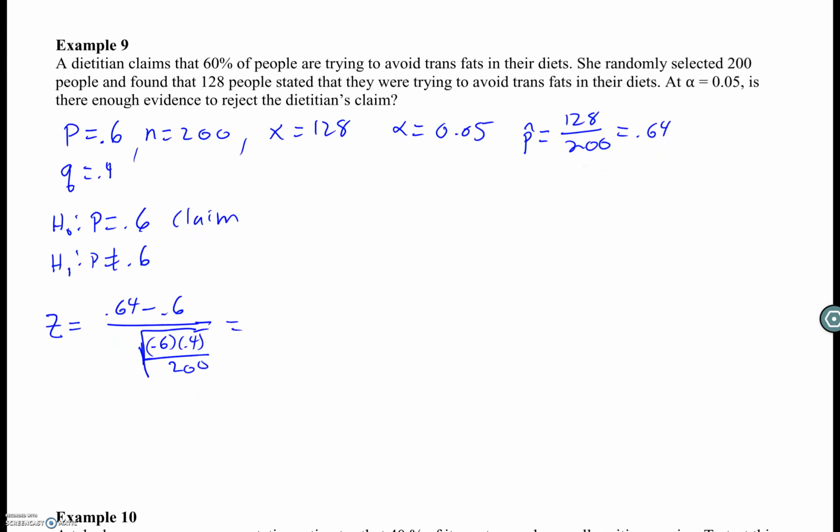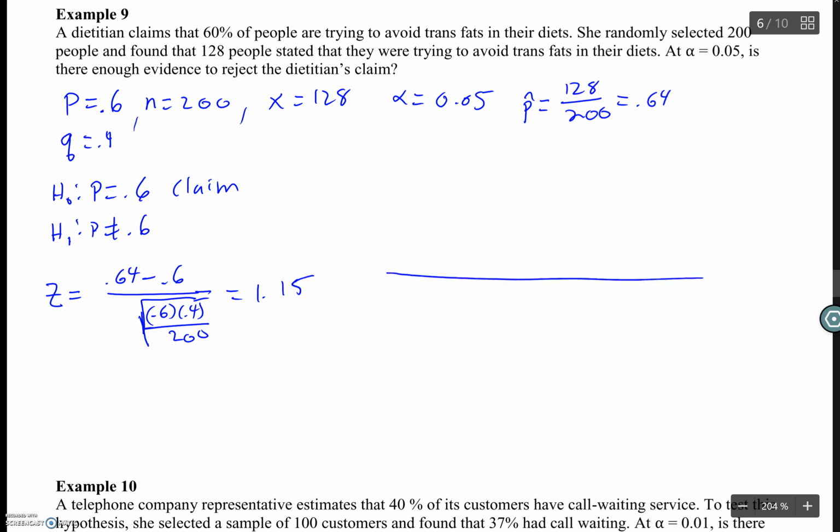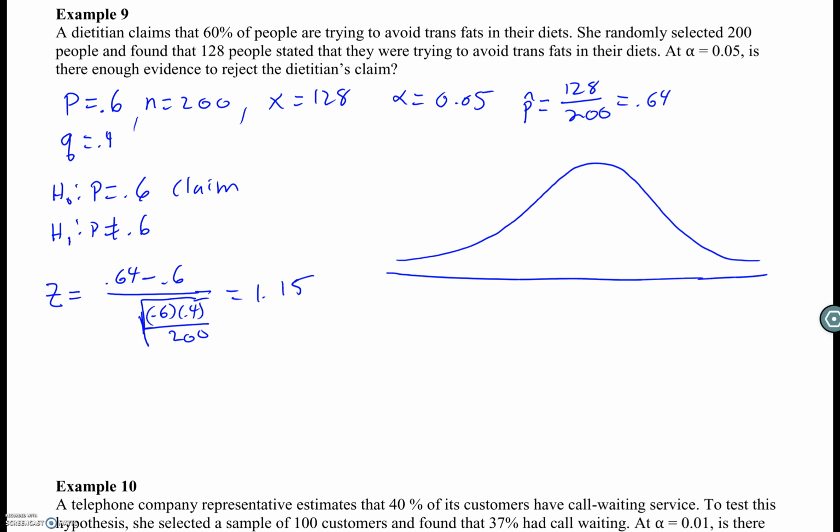I don't want to just build the interval. I want to show the hypothesis test. But yes, you could. It's not negative because I've got 0.64 minus 0.6. Yes. 1.25? 1.15. Does anyone agree? 1.15. So that's my test statistic.